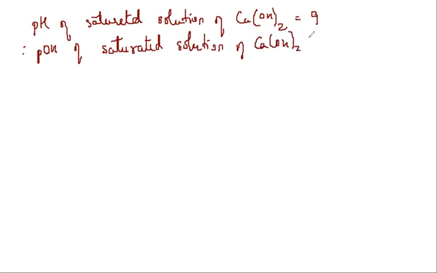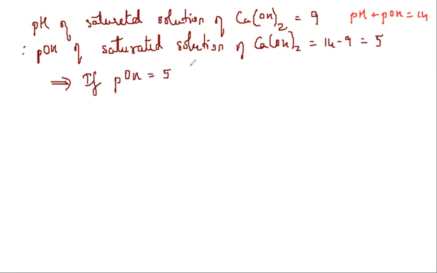We know the equation pH plus pOH is equal to 14. Therefore, can I calculate the pOH? It is 14 minus 9, which is equal to 5. So if pOH is equal to 5, then the OH minus ion concentration will be 10 raised to minus 5, correct?